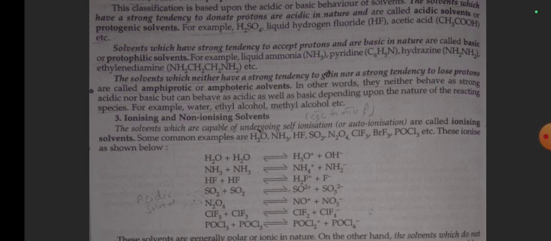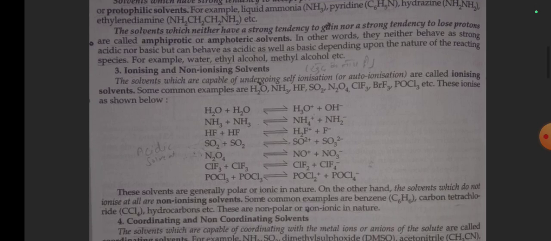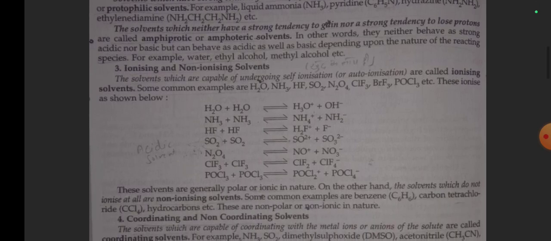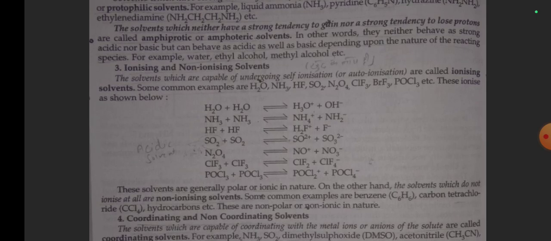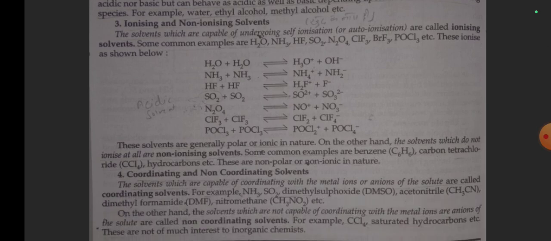The solvents which have neither a strong tendency to gain nor a strong tendency to lose protons are called amphiprotic or amphoteric solvents. In other words, they neither behave as strongly acidic nor basic but can behave as acidic as well as basic depending upon the nature of the reacting species. For example, water, ethyl alcohol, methyl alcohol, etc. Number 3, ionizing and non-ionizing solvents. The solvents which are capable of undergoing self-ionization or auto-ionization are called ionizing solvents.